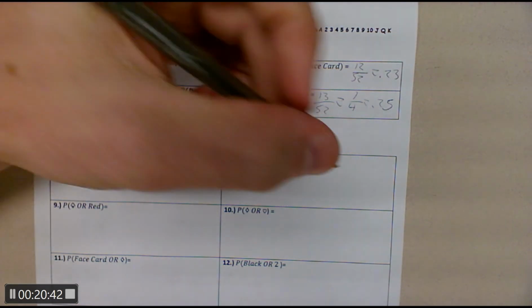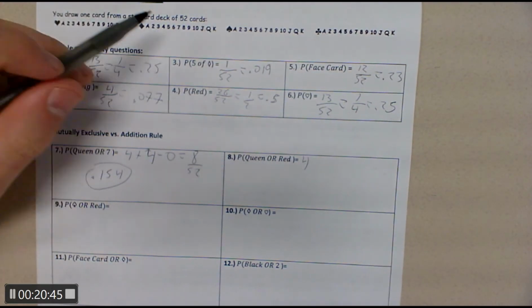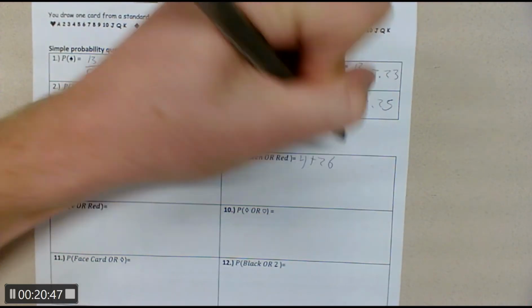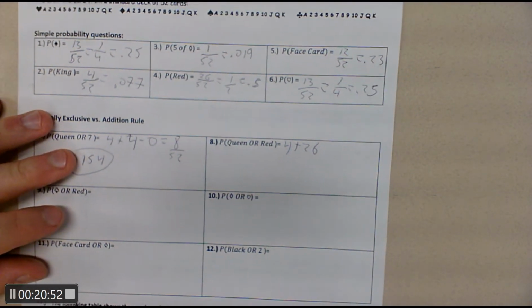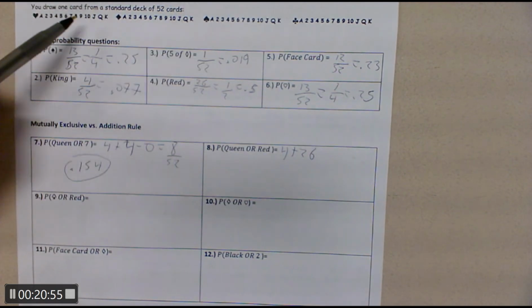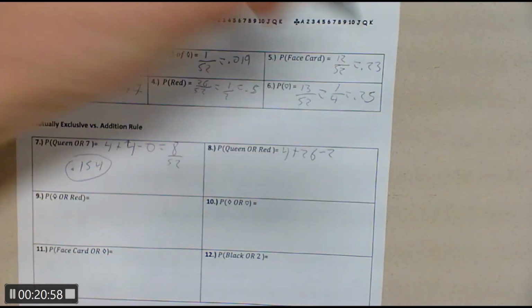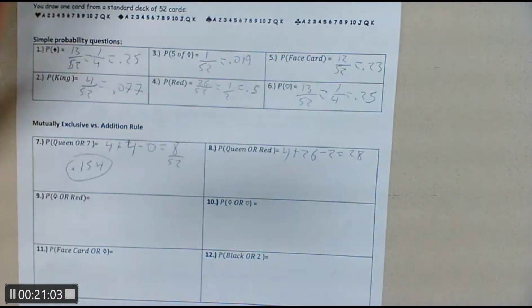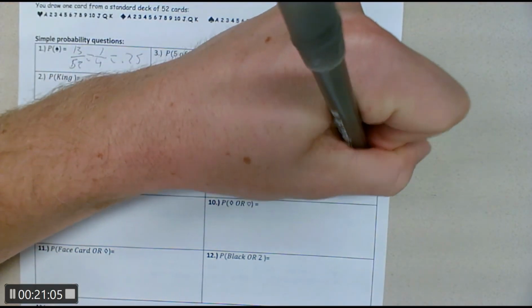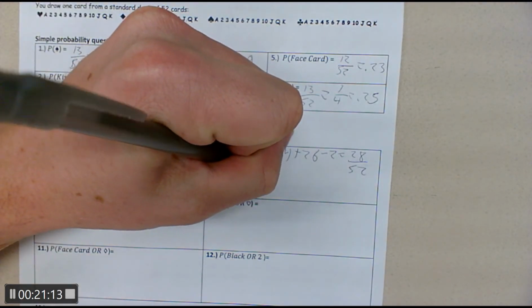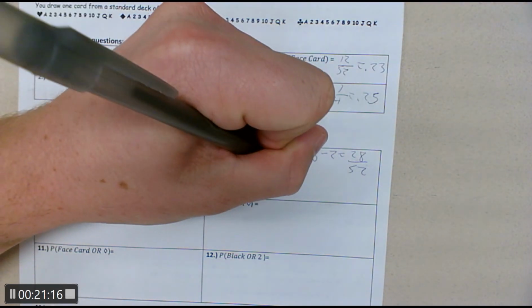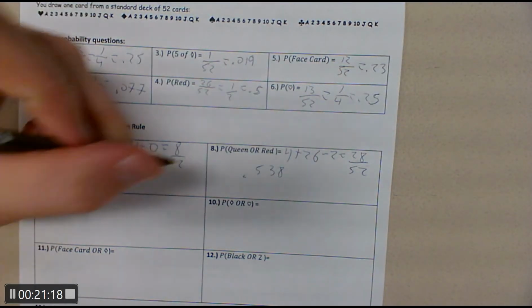Queen or red. So once again, there are 4 queens, right? There are 26 red cards, because there are two suits of 13. Okay. But there's 2 queens here that are also red. So you have to subtract out 2. So that gives us 28 divided by our 52. 28 divided by 52 is 0.538. Yeah, 0.538.